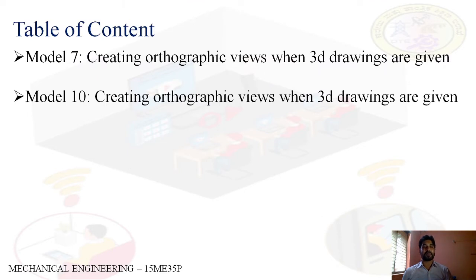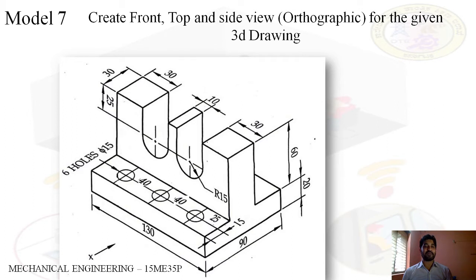In today's session, we are discussing two models, Model 7 and Model 10, which include creating orthographic views when 3D drawings are given. Here comes Model 7: create front, top and side view for the given 3D drawings. For this 3D drawing, you need to draw the front, top and side views, that is, the orthographic views. Let me explain how to do this model step by step.